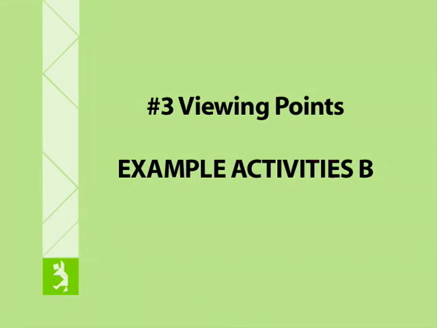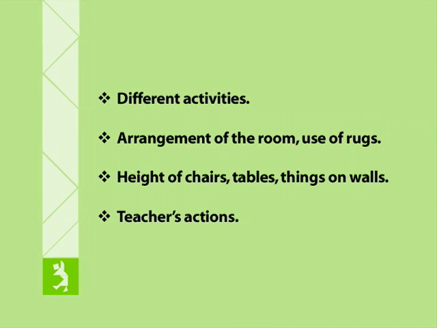Number 3, viewing points, example activities B. The next classroom is a kindergarten. The teacher is using activity stations to individualize learning and appeal to student interest. There are several stations used for different purposes. Watch the children using the workstations they have selected. Look for different activities, arrangement of the room and use of rugs, height orientation for chairs, tables, and things on the walls, and for what the teacher is doing.